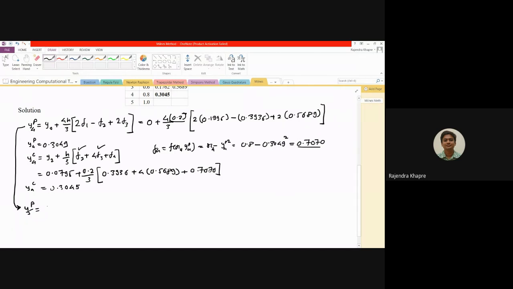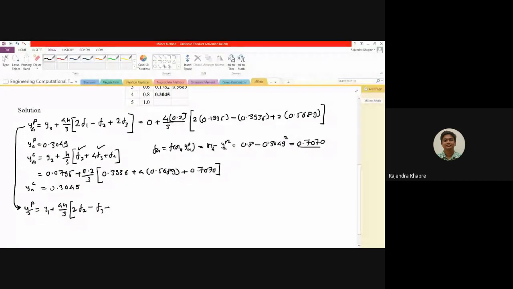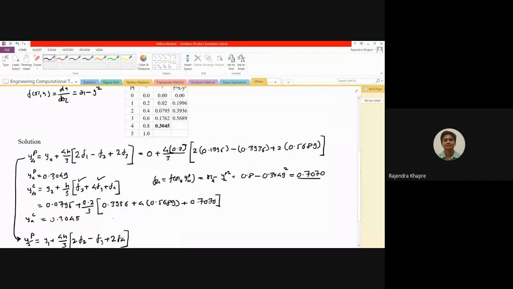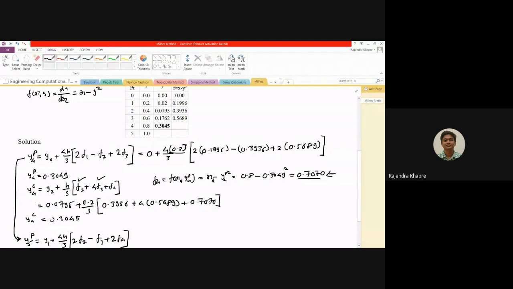So here the equation will be y1 plus 4h upon 3 times 2 f2 minus f3 plus 2 f4. But if you refer to your table, you don't have the correct value of f4, because earlier we calculated f4 using the predicted value of y4, not the corrected value. So the very first thing you have to do is calculate this value using the corrected value of y4. This is nothing but x minus y square, so this will be 0.8 minus 0.3045 squared.